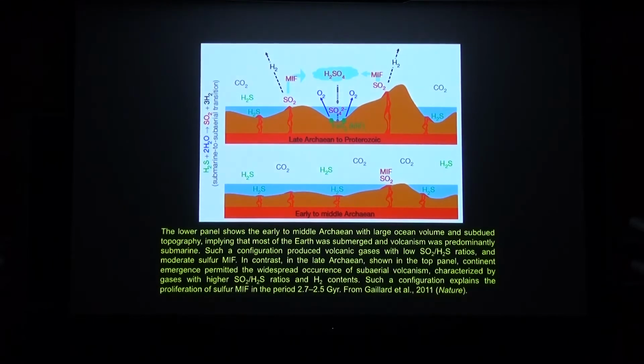This is just an advancement of that model by Gaillard and all. And they kind of tie this. What I like about this paper is it tries to do more than just one thing. It tries to tie this to the MIF signal.